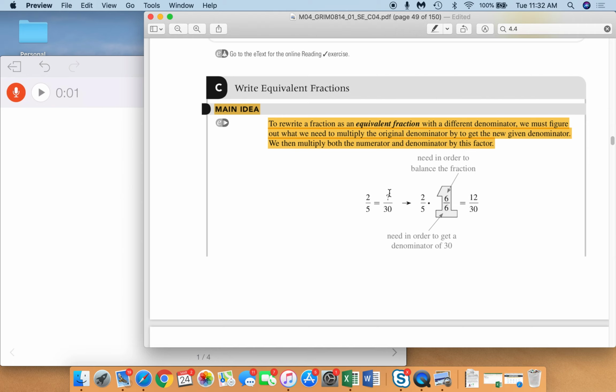Again, in this one, you're trying to find the numerator in this new equivalent fraction. So what you do is you take this denominator 30, divide it by 5, and you get 6. So you know that you need to multiply 5 by 6 to get that 30. So then you also need to multiply the numerator 2 by 6 to get the new numerator. So that means that 12 over 30 is an equivalent fraction of 2 over 5.